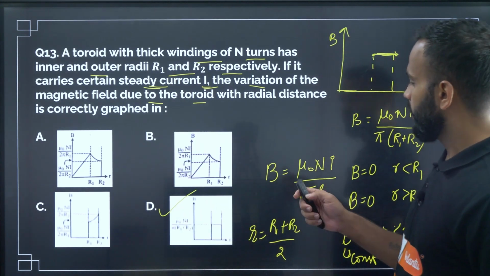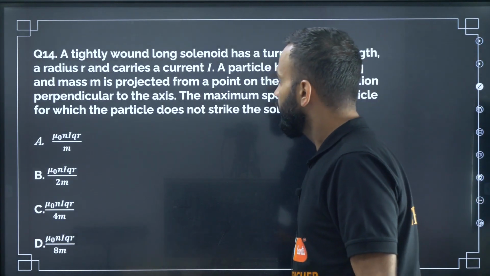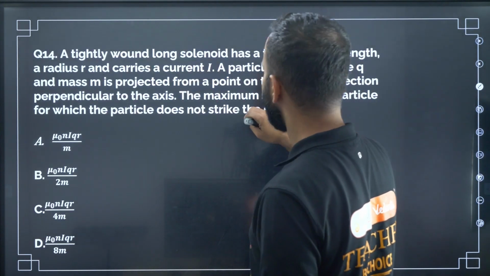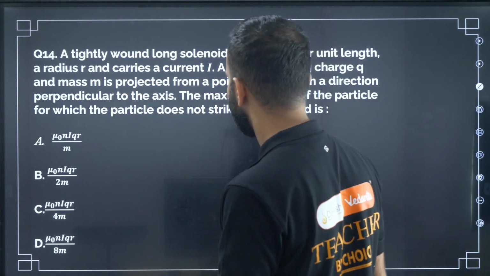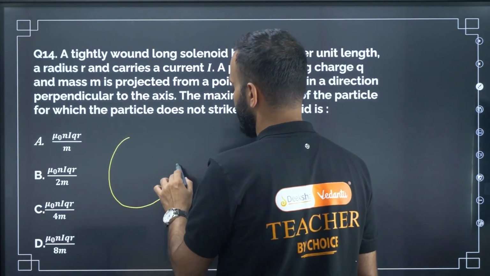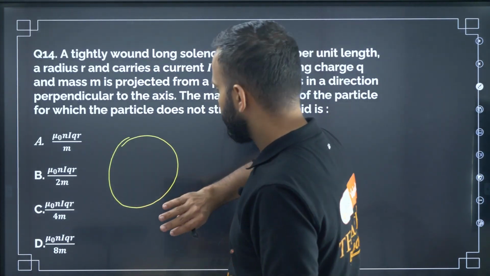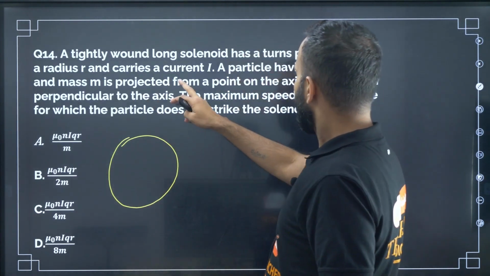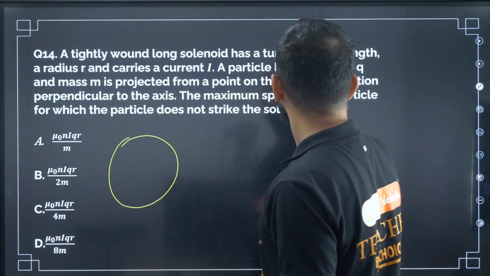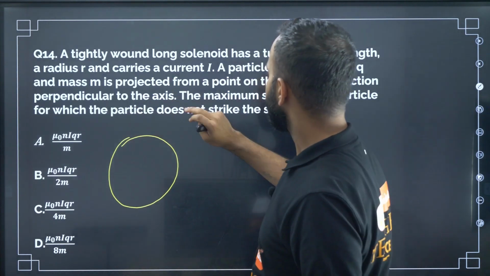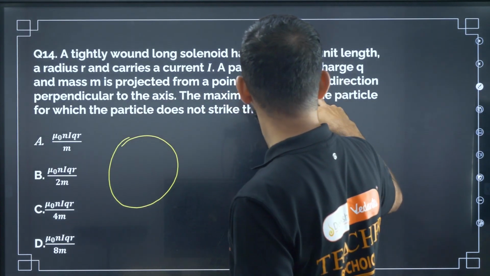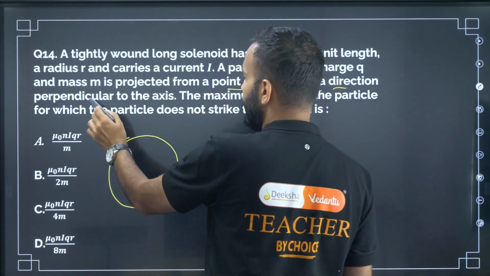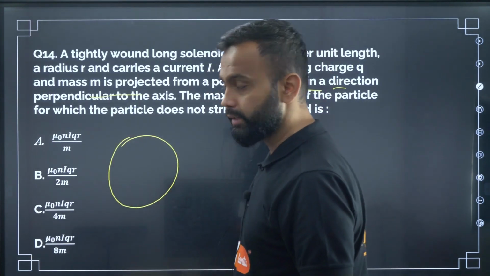Okay, next question. Question number 14. A tightly wound long solenoid has n turns per unit length and radius r. This is the solenoid, into the plane. So this is the front view. It carries a current I. A particle having charge q and mass m is projected from a point on the axis, in a direction perpendicular to the axis.